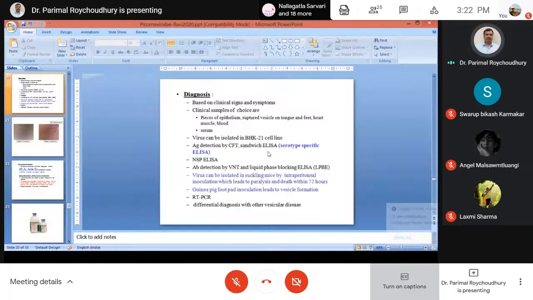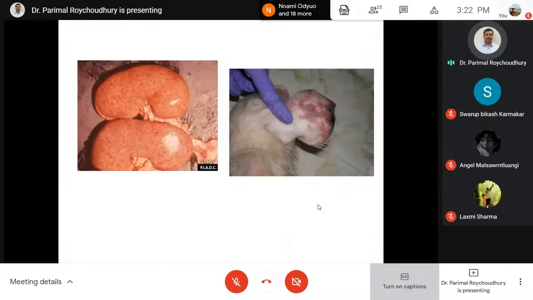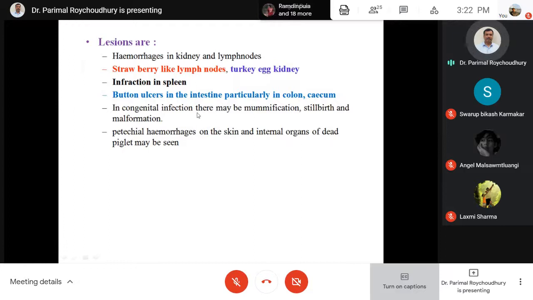So these are some of the clinical and postmortem changes that we can see in classical swine fever. In congenital infection, sometimes mummification, stillbirth, and malformations may occur. Abnormal piglet birth may take place. So this is one consequence.